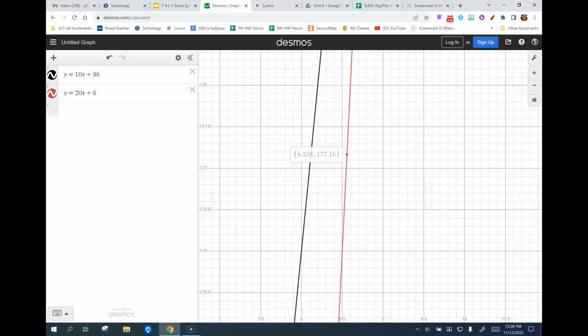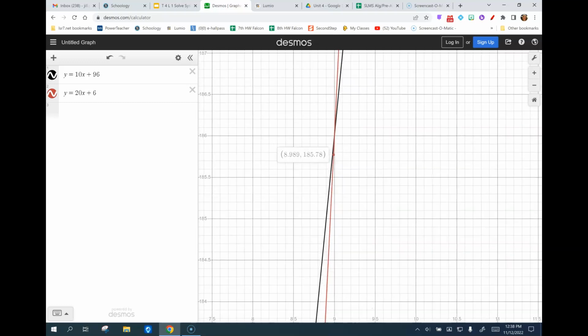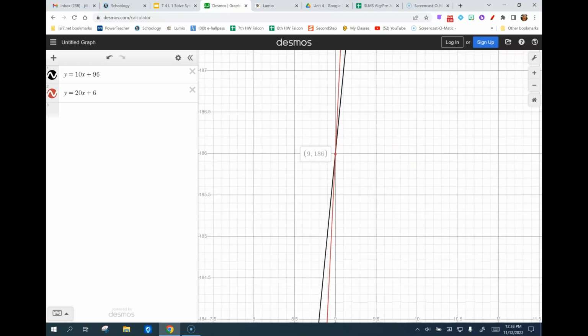So we have to move it all the way up here to find out where it intersects. And it's going to intersect and it's going to keep on going. And it looks like about right there. Okay, we're going to say that's their intersection. So in 9 days, they would meet up and it would be at 186 pages. So a few more pages, a little bit longer, but that's where they would meet up.